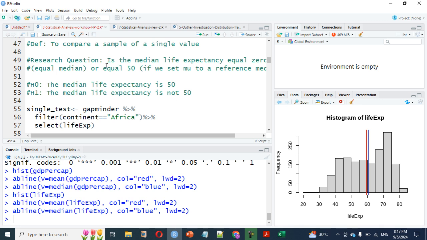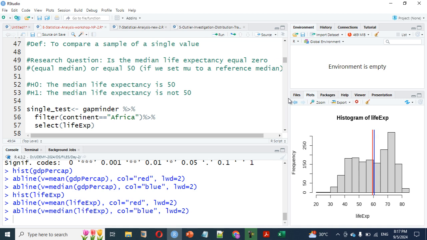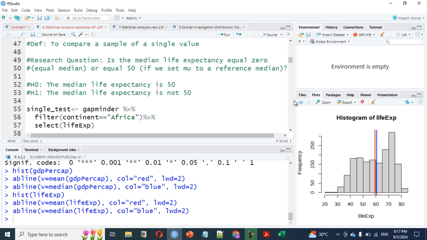Now we have a question which we want to start with. Let's look at a sample question. For example, is the median life expectancy equal to zero? Don't forget we are not dealing with mean now, we are dealing with median, so you have to understand how the question goes, because the question will always tend to median sometimes, or just differences. Is the median life expectancy equal to 0?